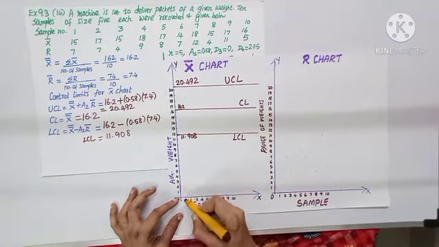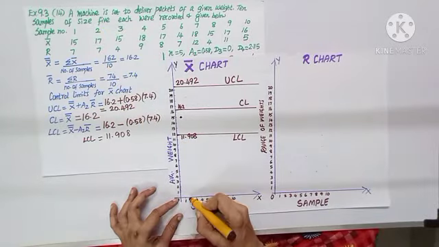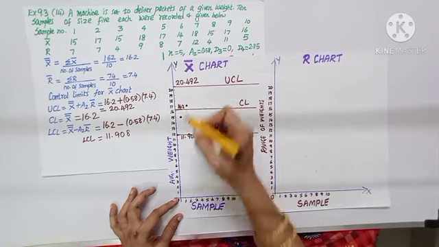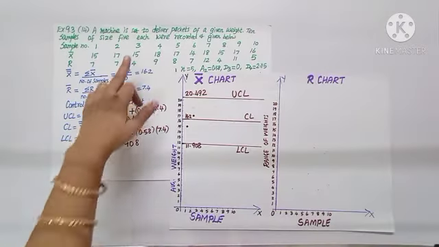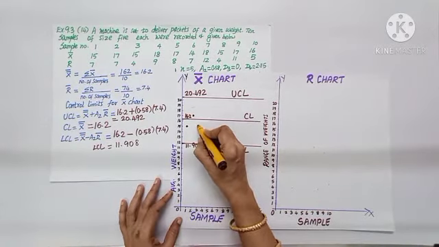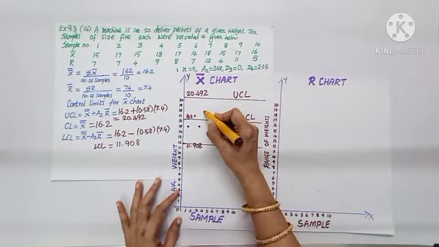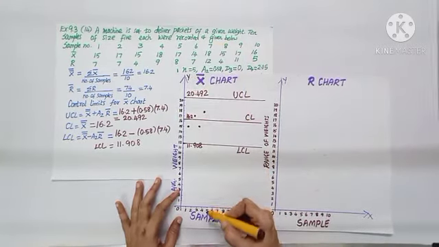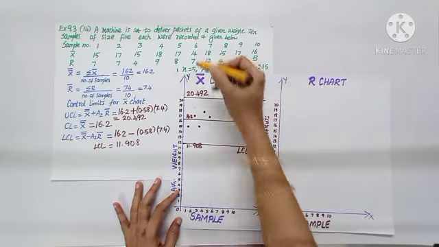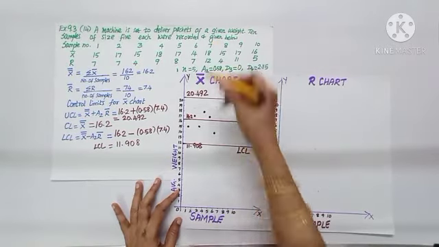1, it is 15. 2, 17. 3, 15. 4, 18. 5, 17. 6, 14. 7, 18.